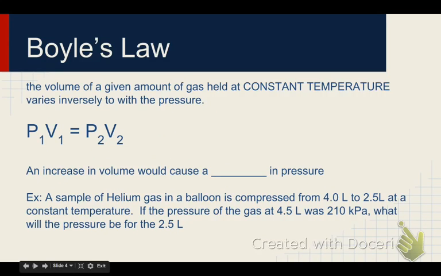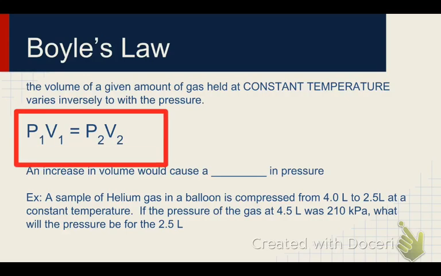Alrighty then, the first law that we're going to be talking about is Boyle's law. Boyle's law is an expression of the volume of a given amount of gas held at constant temperature, which varies inversely with pressure. So it's just the relationship between pressure and volume. And it's expressed in this equation right here.